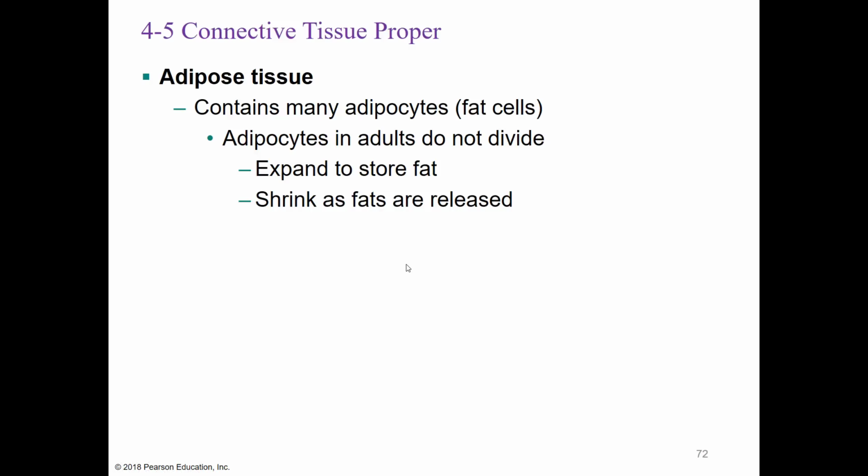Adipose tissue, or fat, contains many adipocytes, so that's going to be its main specialized cell. Adipocytes in adults do not divide. So when we gain weight, adipocytes expand to store fat. So they become more swollen, which makes us look a little thicker. And then if we lose some weight, the adipocytes shrink as fat is released.